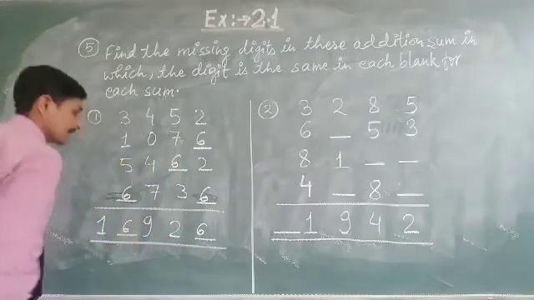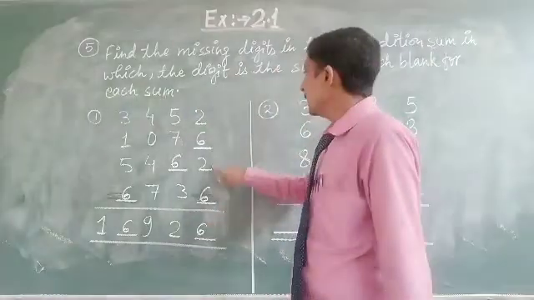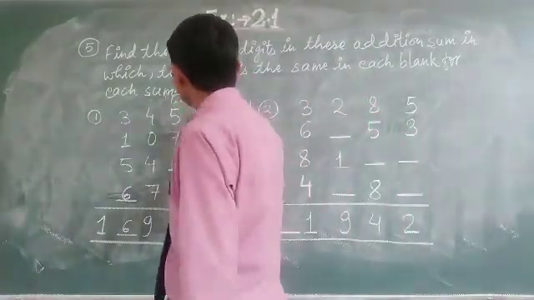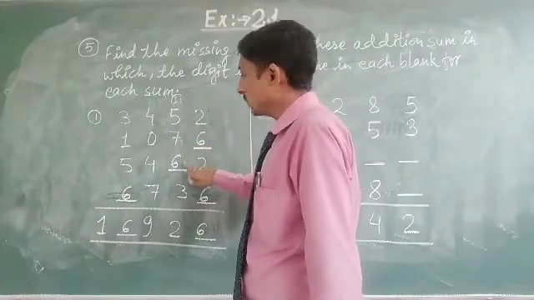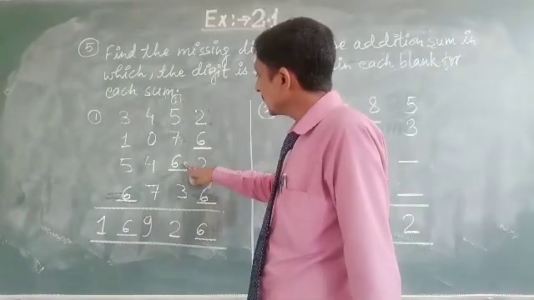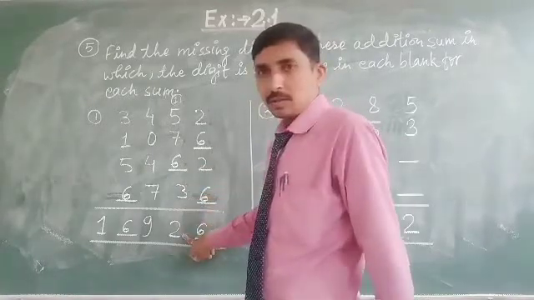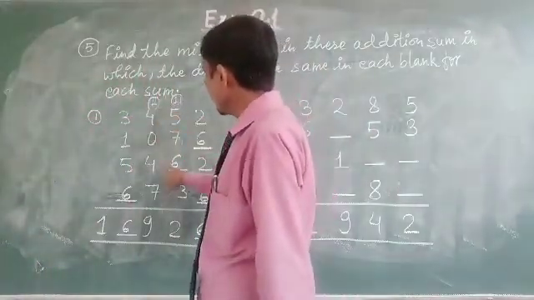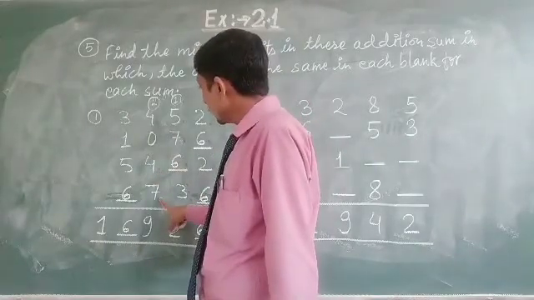And now check. Now you see. 6 plus 2, 8. 8 plus 6, 14, 15, 16. 6, and 1 is carried here. Now 5 plus 1, 6. 6 plus 7, 13. 13 plus 6, 19, 20, 21, 22. 2 is here and 2 is carried. Now 4 plus 2, 6. 6 plus 4, 10. 10 plus 7, 17.